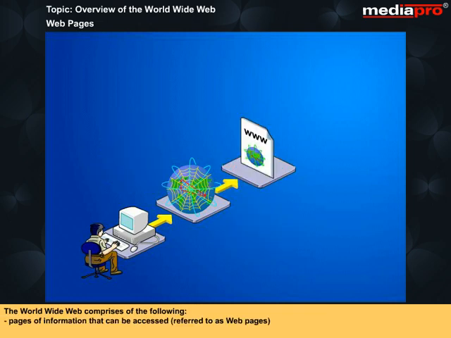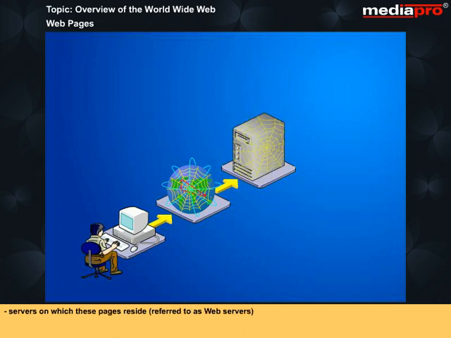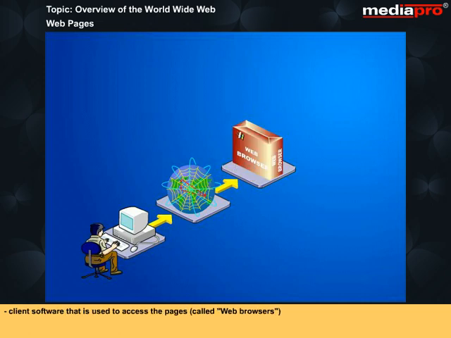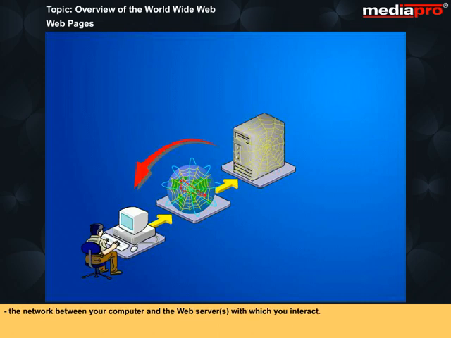The World Wide Web comprises the following: pages of information that can be accessed, referred to as web pages; servers on which these pages reside, referred to as web servers; client software that is used to access the pages, called web browsers; and the network between your computer and the web servers with which you interact.